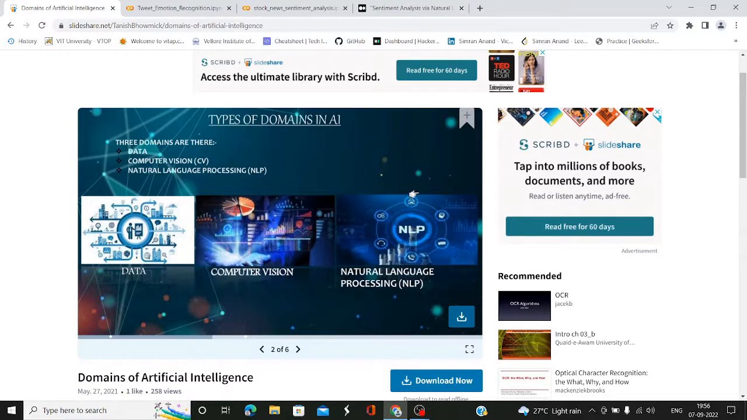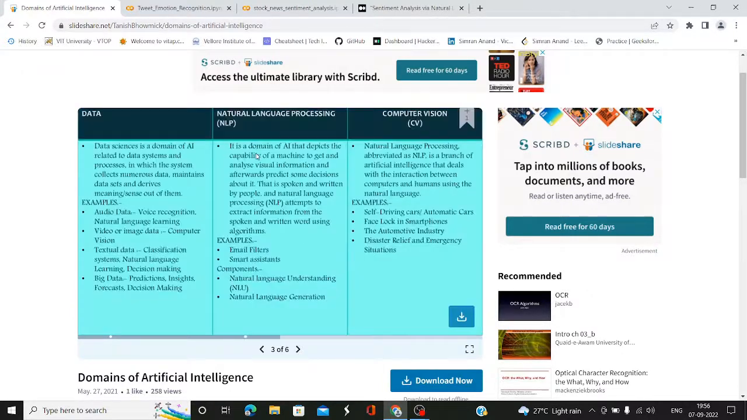I have worked on natural language processing, which deals with textual data. So it is basically sentiment analysis and textual classification or recommendation engines. These all are the domains which fall under natural language processing. It is basically analyzing the sentiments and the opinions of people behind the text. That is called sentiment analysis. So to move forward, this clearly shows the difference between data, natural language processing, and computer vision.